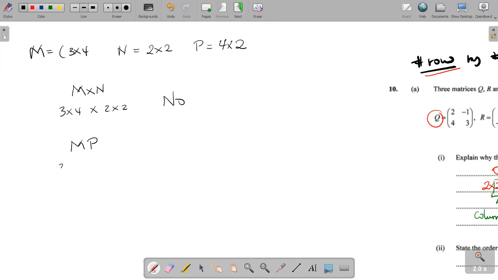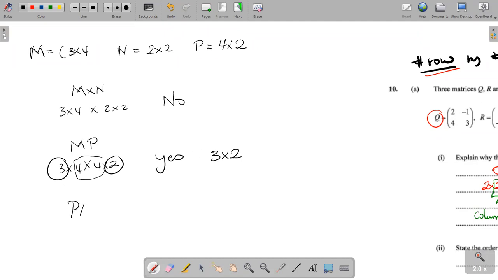Let's try MP. M is a 3 by 4. P is a 4 by 2. Yes or no? These numbers match, so it's a yes. So what's the answer going to be? The answer is going to be a 3 by 2. Everybody see that?